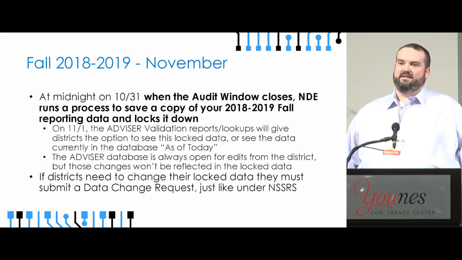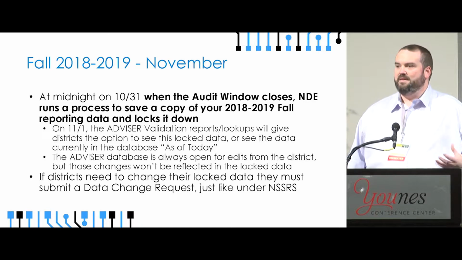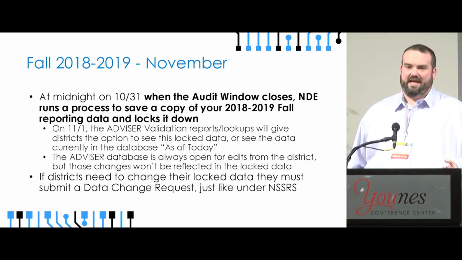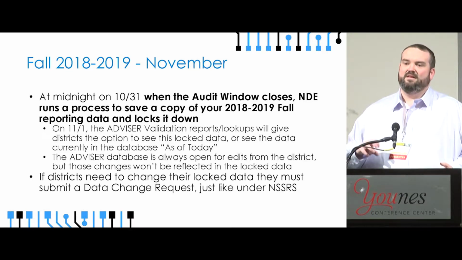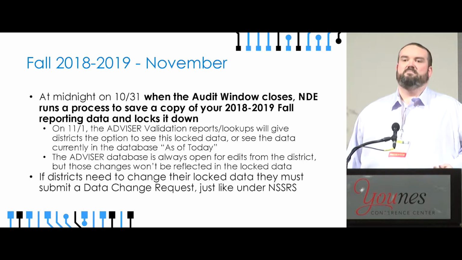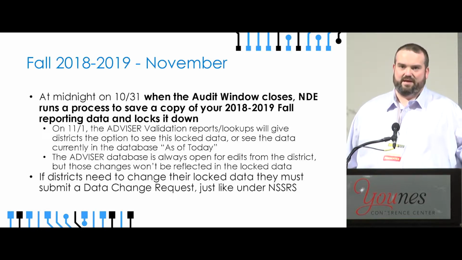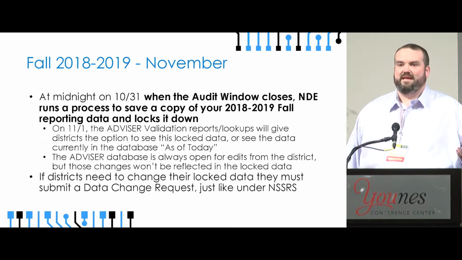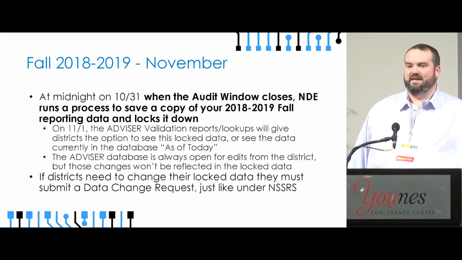So like we said, come November 1st, the audit window has closed. Basically what happens in the system is that we take a copy of your data at midnight on October 31st and we lock that down. At that point, that is considered the state accountability data, but it can still be changed. You would have to submit one of those requests to submit data late or make corrections. You will still submit that same form, which is through the CDC, if you need to make corrections.